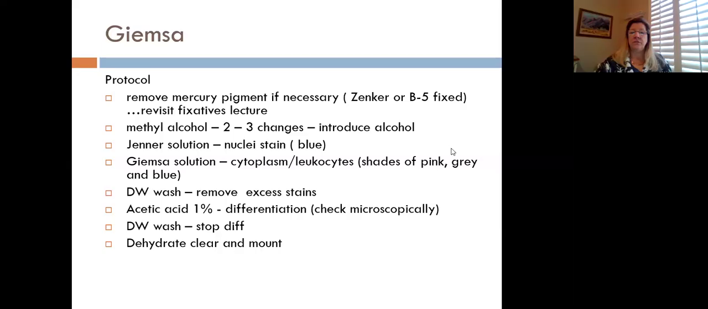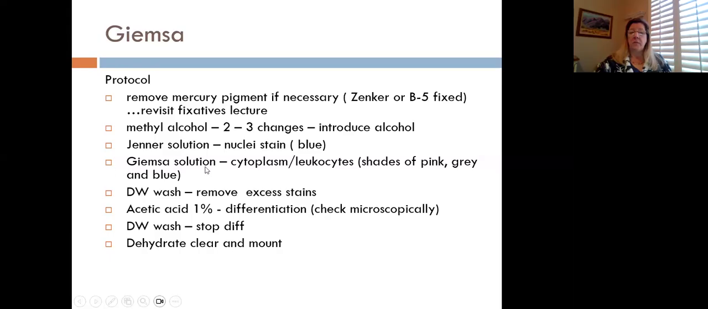So you're going to go into 2 to 3 changes, and that's going to introduce that alcoholic environment back to the tissue or the smear. Then you're going to go into your Jenner solution. Your Jenner solution is your nuclear stain, and it's going to stain blue. Then you're going to go into your Giemsa solution.